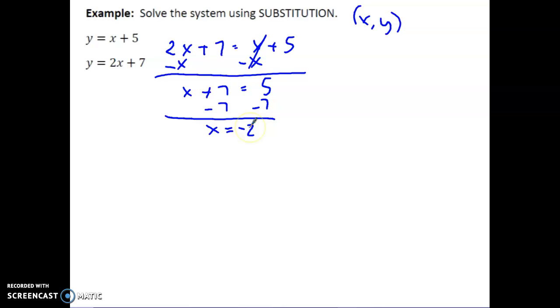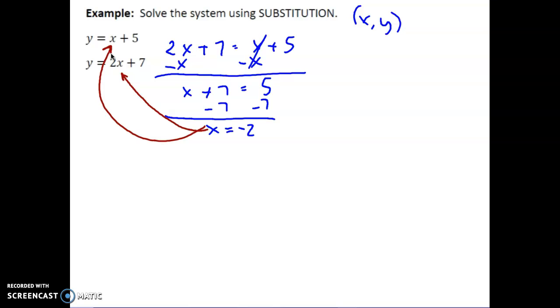So you might want to say at this point that you're done because you have x equals a number. But remember, when we're solving a system, we need both an x value and a y value. So we're actually only halfway done. And now this x, I can substitute back to solve for y. And I can substitute into the second equation, or I can substitute into the first equation.